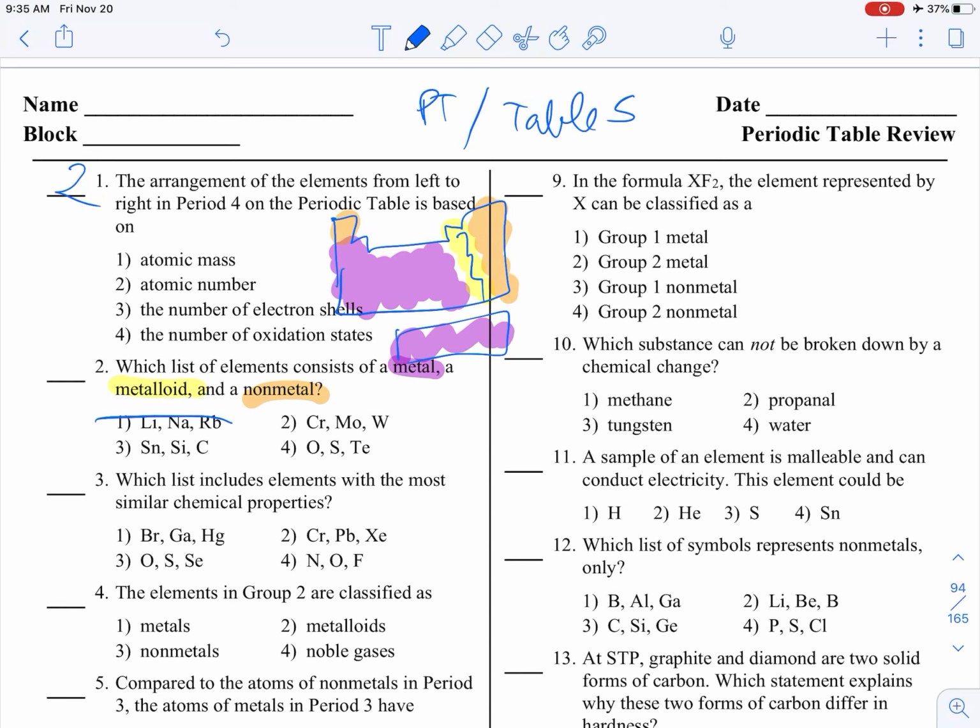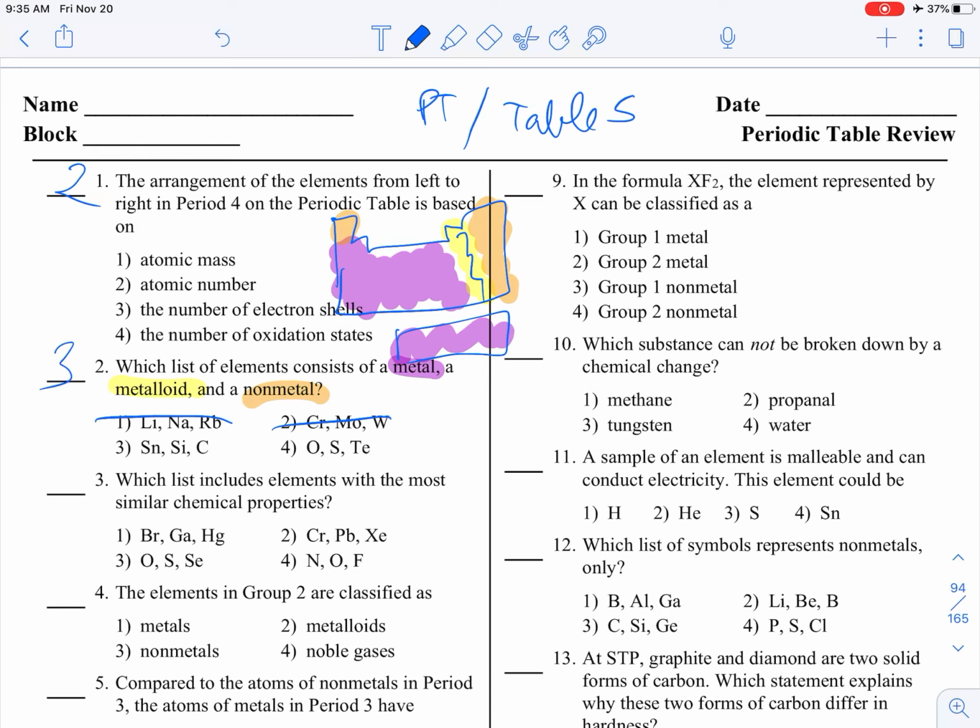Molybdenum is also a transition metal, so that's not it. Tin is a metal, it's towards the right. Silicon is a metalloid, it's along the zigzag. And copper is, oh my gosh, carbon is above that, which makes it a nonmetal, so that's our answer.